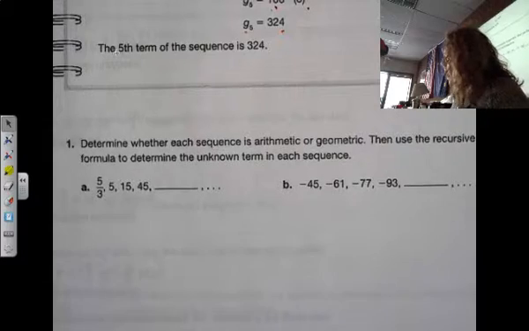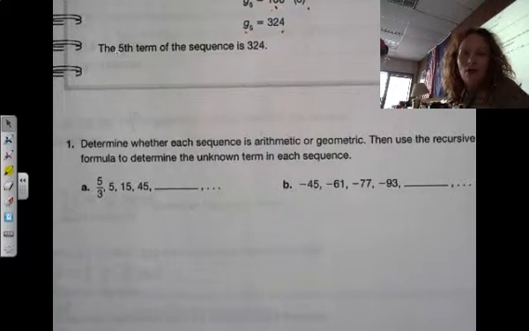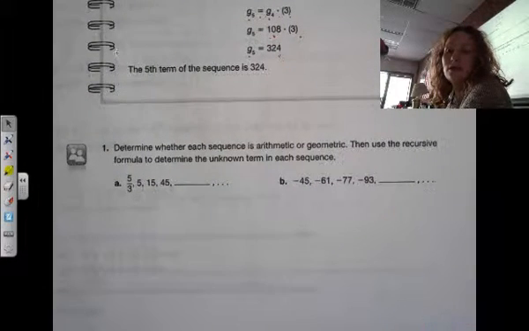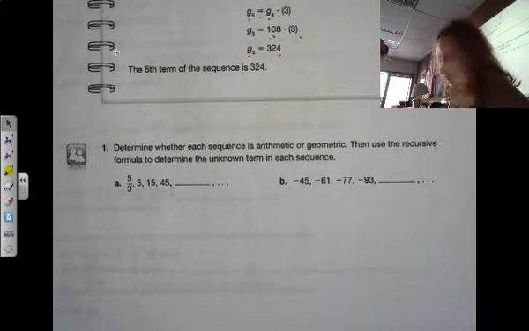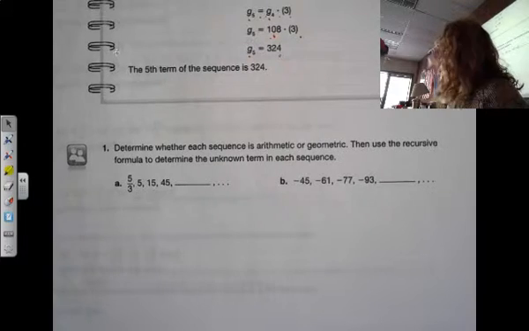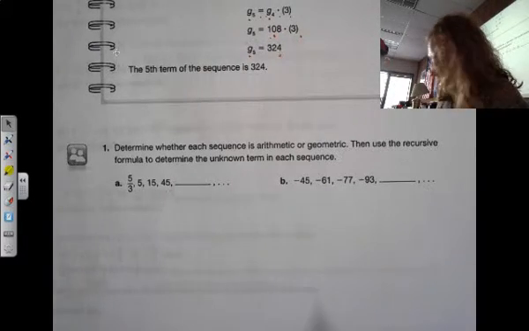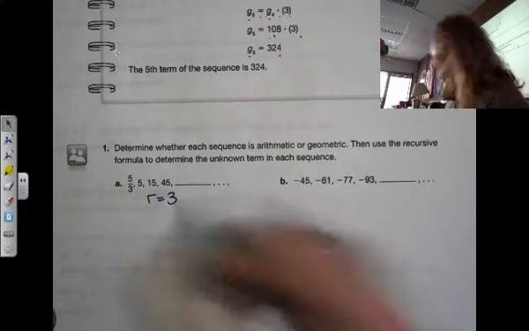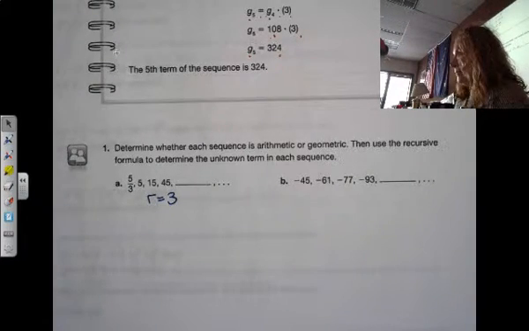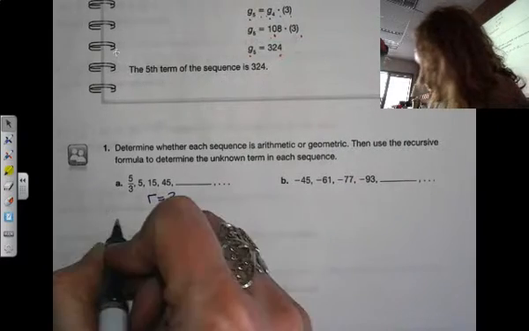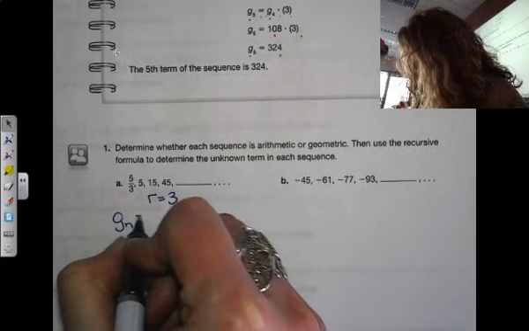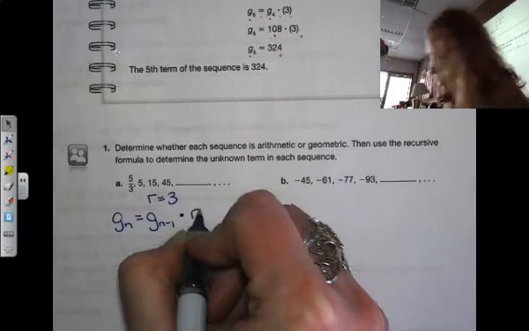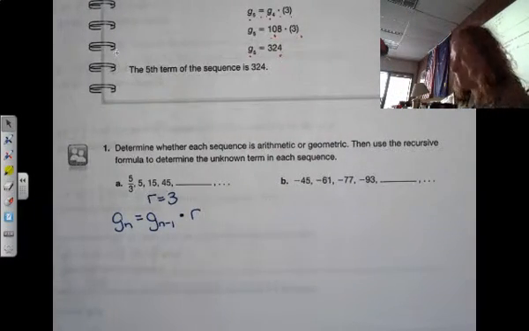First thing we have to do is decide if we have a geometric or an arithmetic sequence, because we got to know which one to use. So that makes this one geometric. It's geometric. What are we doing? You're multiplying by 3. Good job. So if it's geometric, that means R is 3. So that means that the nth term is equal to the previous term times the common ratio. Start with the formula, right?